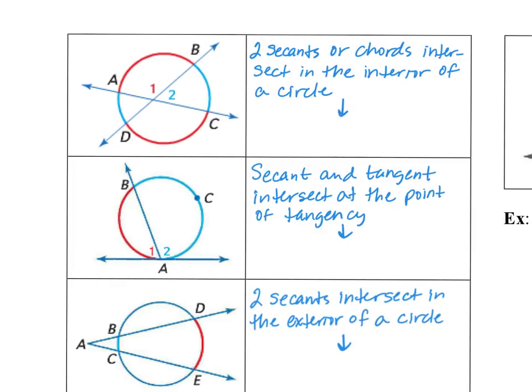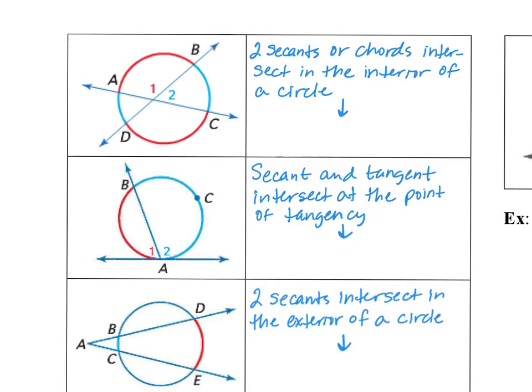Our next theorem tells us how to find the measure of angles, angle 1 and angle 2, when those angles are formed by two secants or chords that intersect in the interior of a circle. So in this picture we have two secant lines that intersect right here. Now one thing I want to point out is that this point may or may not be the center of the circle. If it happened to be the center of the circle, this theorem would still work out, but generally you'll be looking at examples where you have two secants that intersect in the interior of the circle and that point of intersection is not the center.